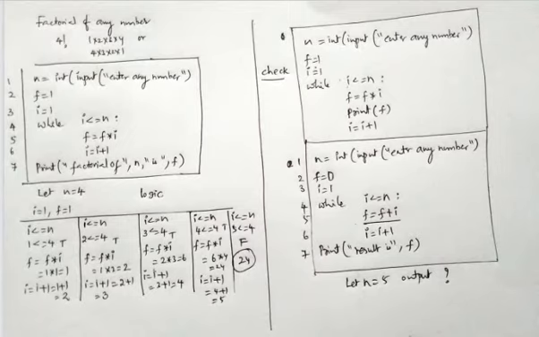We have two statements inside. f is equal to f into i. Substitute the values: 1 into 1 is 1, and i is equal to i plus 1. The starting value of i is 1, and 1 plus 1 is 2. Now after the completion of this step, your f is 1 and i is 2.